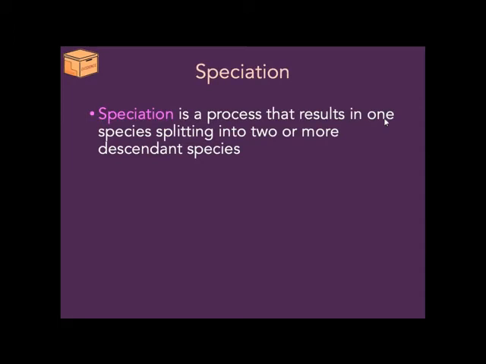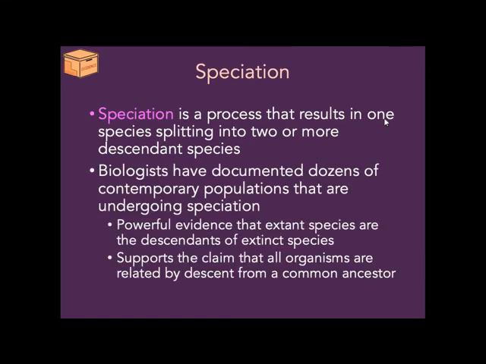All right, so we're going to talk a lot about speciation in this course, but to define it, speciation is a process that results in one species splitting into two or more descendant species. And we have been able to document lots and lots of contemporary, meaning here and now, populations that are in the process of undergoing speciation. So the fact that we can actually see speciation in action is very powerful evidence that the existing species are descendants of species that have lived in the past. It also supports the idea that all organisms are related by descent from a common ancestor, right? So if you looked at every single organism, you can figure out where it came from, and if you go backwards and backwards in time, you will find that all life is related by a single common ancestor.